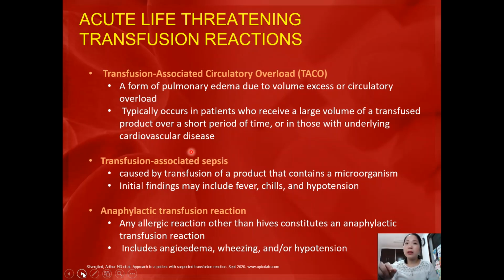So in TACO, actually, the key is how you transfuse blood. Usually, if you have a CHF patient, you can aliquot. When you say aliquot, the packed red blood cells can be given in smaller portions so that the volume that will be infused in these patients with CHF or even dialysis patients may be of a lower volume.